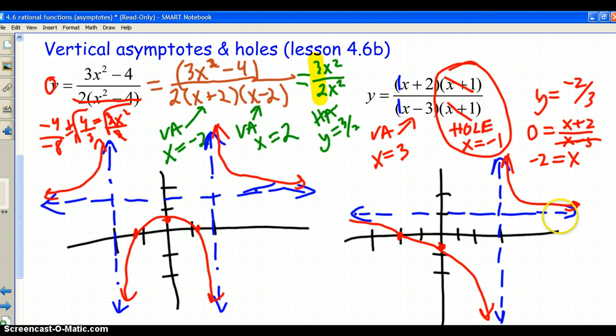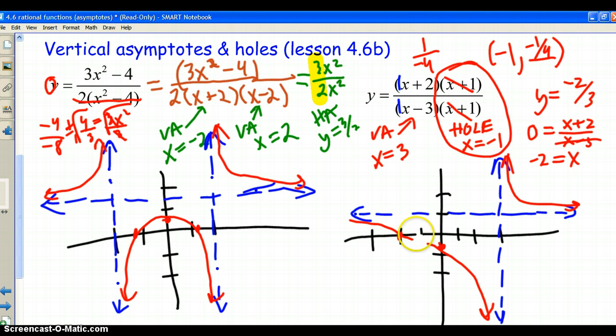Now there's one last thing I need you to deal with, which is the hole at -1. So somewhere in here, I'm going to have a hole. I can find the exact location of the hole, -1 comma something, by plugging -1 into the function after I've canceled out. That's important. -1 plus 2 is 1. 1 over -1 minus 3 is -4. So I have -1, -1/4. That's my point.